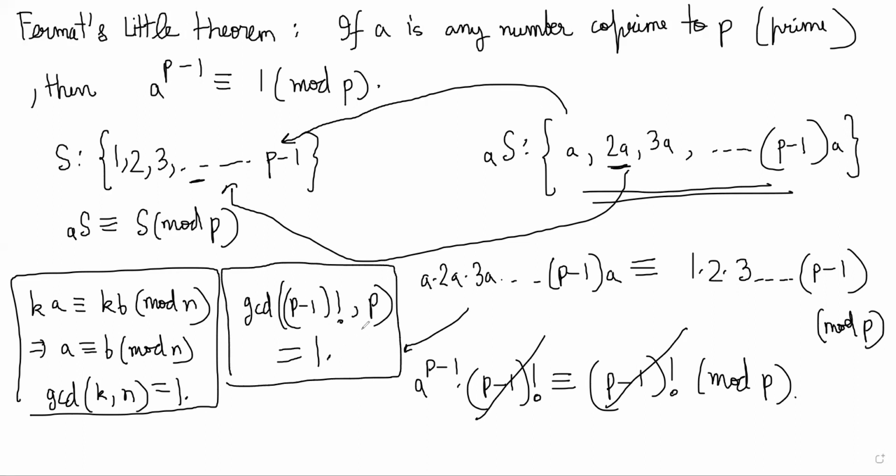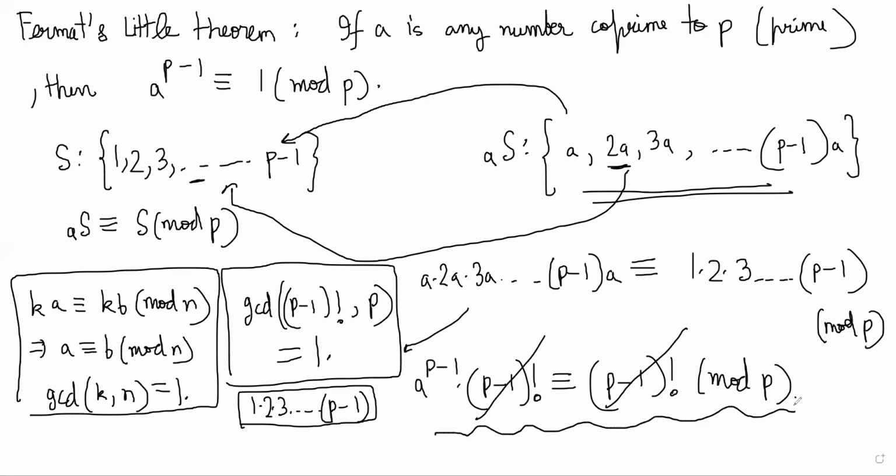But that is true because P is a prime number and P minus 1 factorial is the product of all the integers less than P, basically till P minus 1, and there is no factor of P which is lesser than P, right? Because P is a prime. So GCD of the P minus 1 factorial with P must be 1. Therefore, we are able to divide this congruence. And once you can divide this congruence like this, you will get Fermat's little theorem, right?